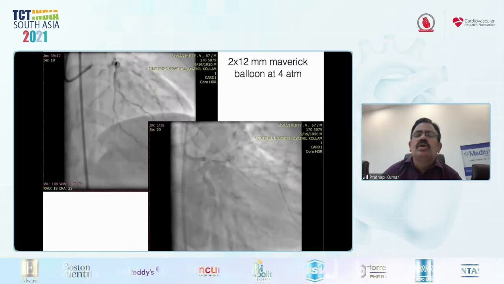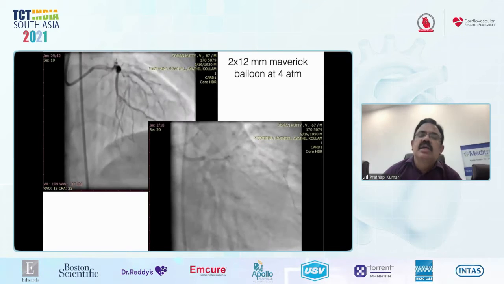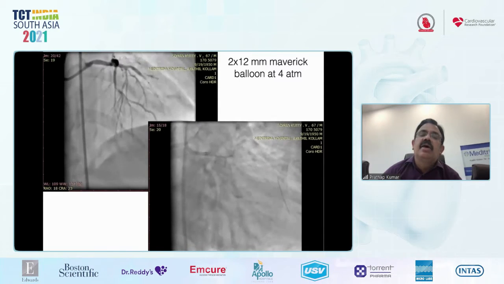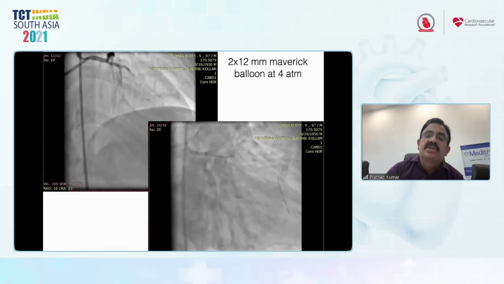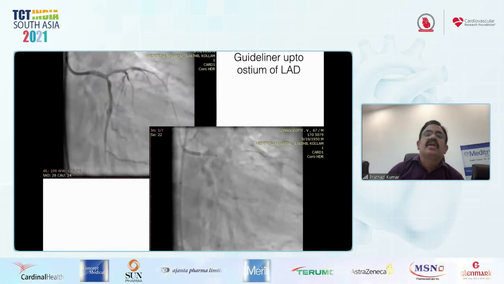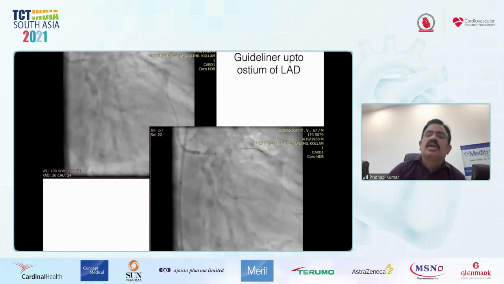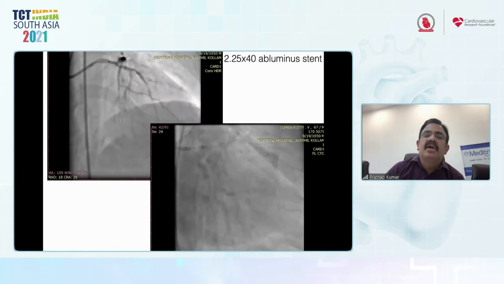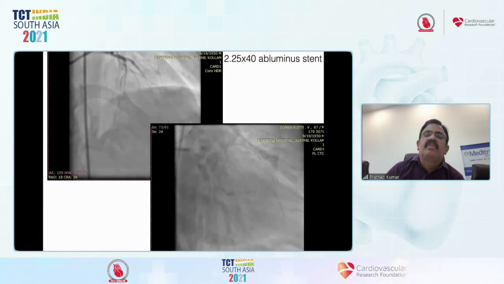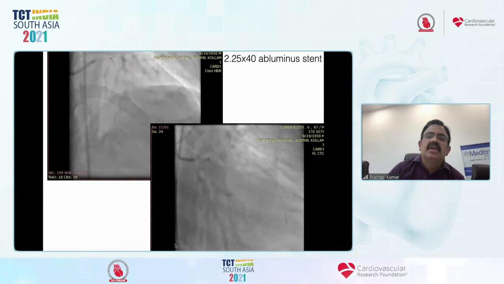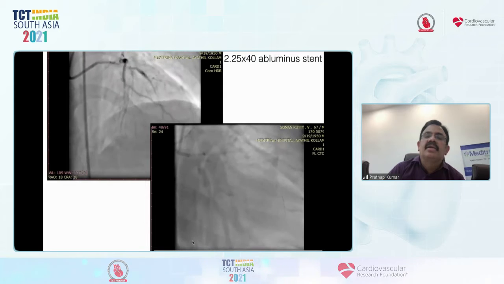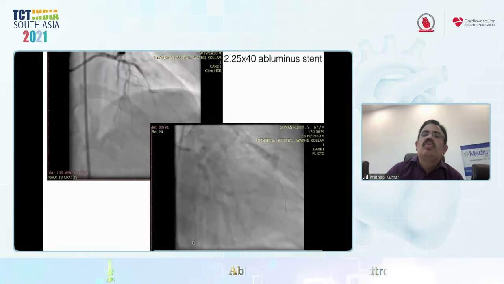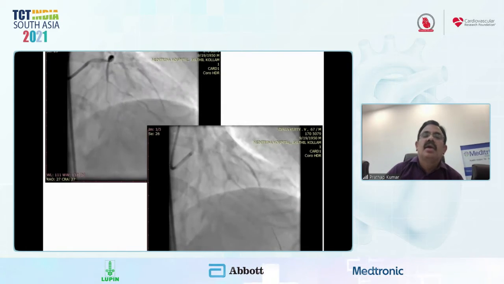But I took a 2 into 12 millimeter balloon at the ostial part of the LAD, because there is a stent from LMCA to circumflex sitting there. I just opened the strut, but I kept a guide liner up to the ostium. Through the guide liner, I took the stent; in the second frame you can see the stent is going down. It is a 2.25 into 40 stent. I opened it up.